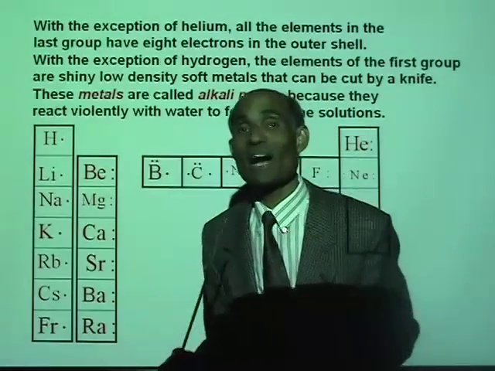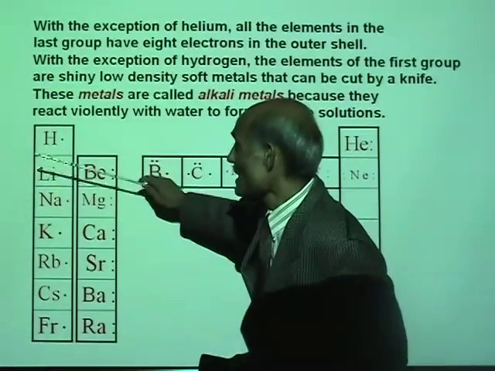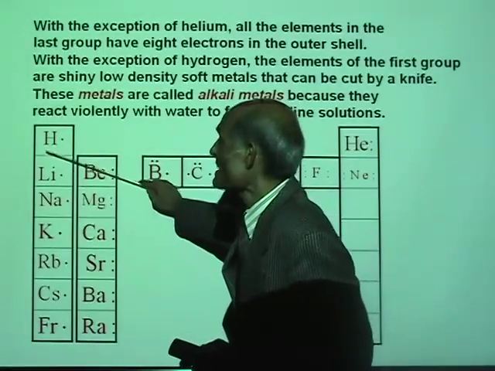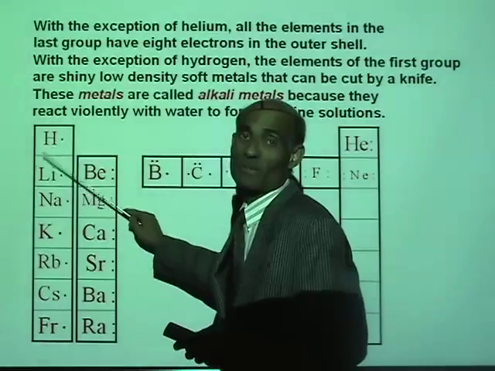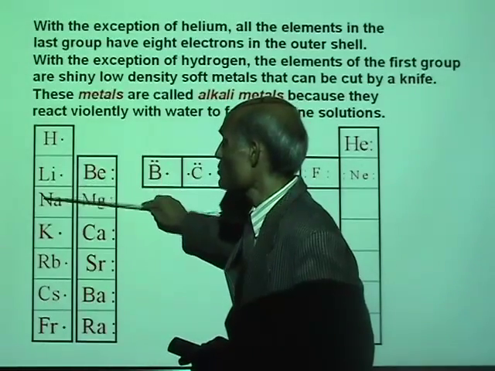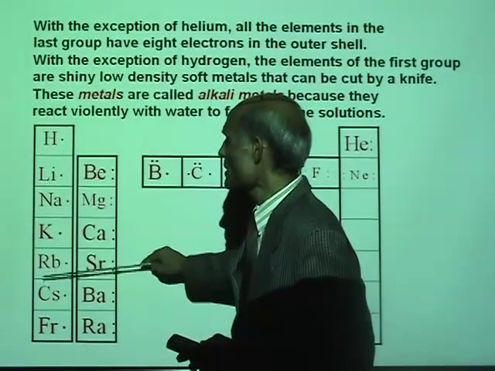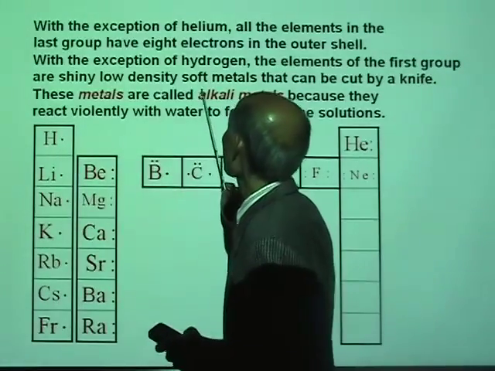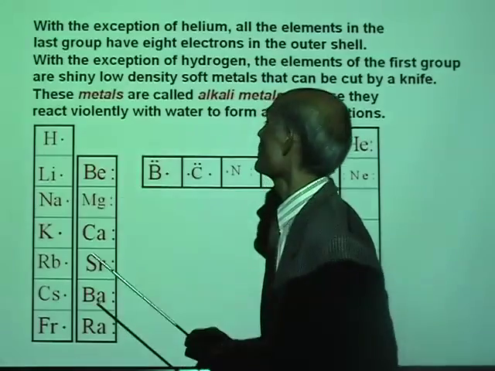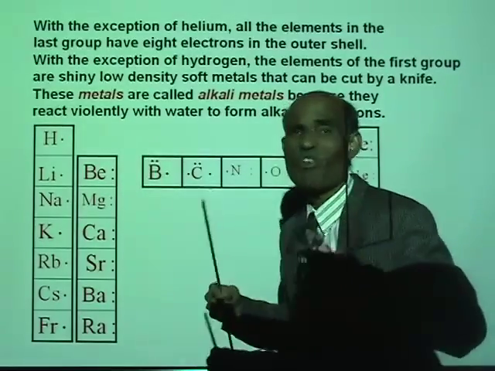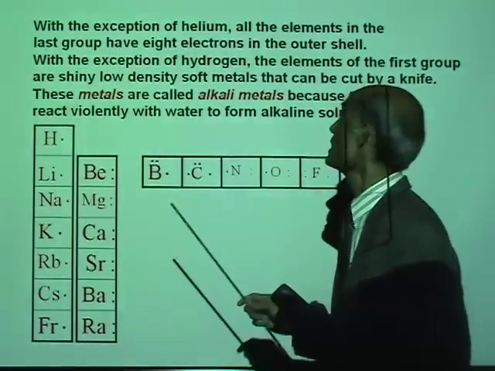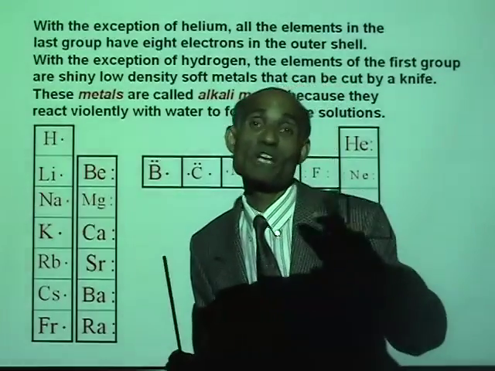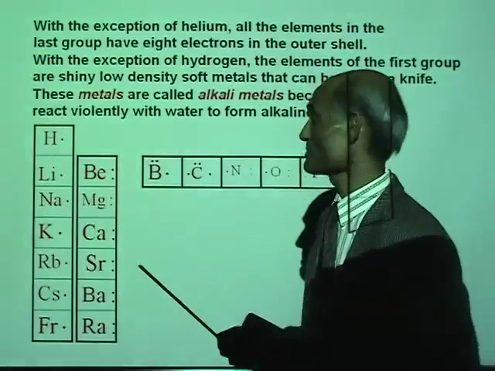So what are alkali metals? Alkali metals are metals in the first group. That doesn't include hydrogen. Starting from lithium, sodium, potassium, rubidium, cesium, francium, they all put together are called alkali metals because they react violently with water to form alkaline solutions. And also they release hydrogen in the process.